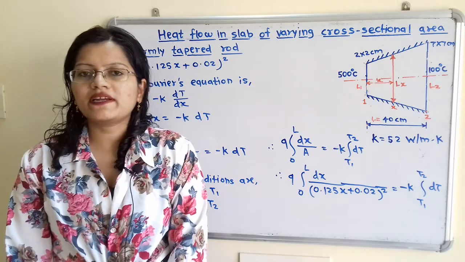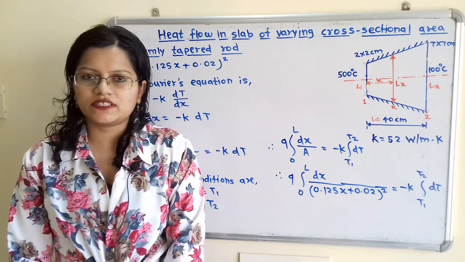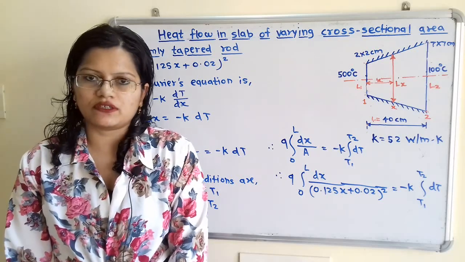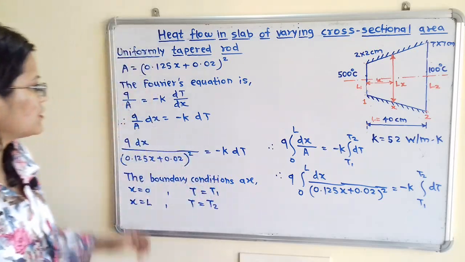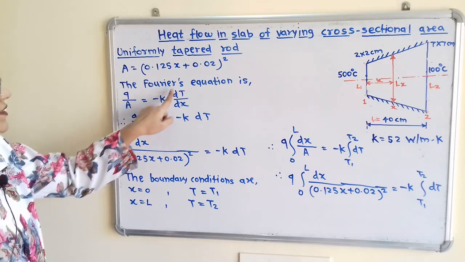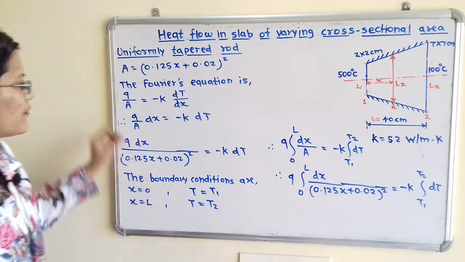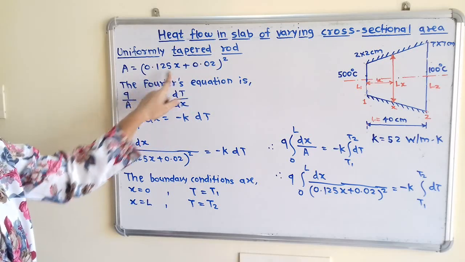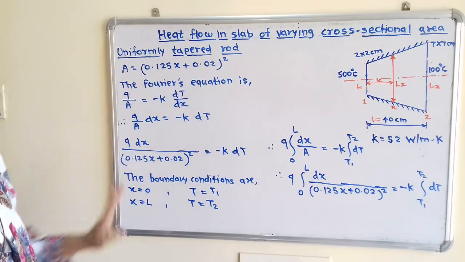For this uniformly tapered rod, a conduction process is taking place. So we will apply the Fourier's equation. What is this Fourier's equation? That is q by A is equal to minus k dT by dx. Now we will put the value of A in terms of x: (0.125x + 0.02) squared.